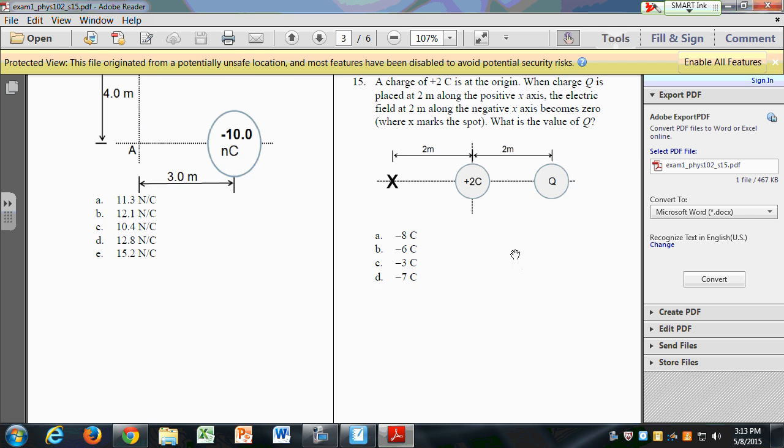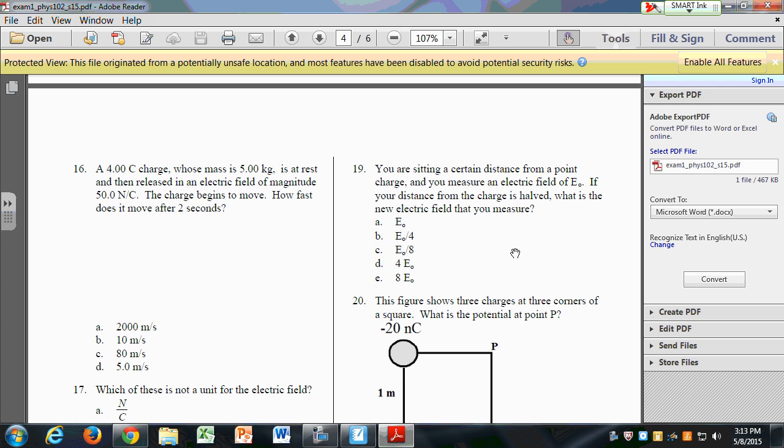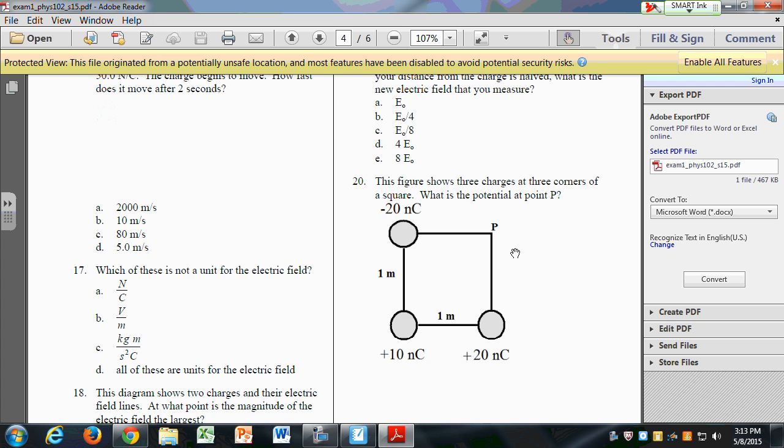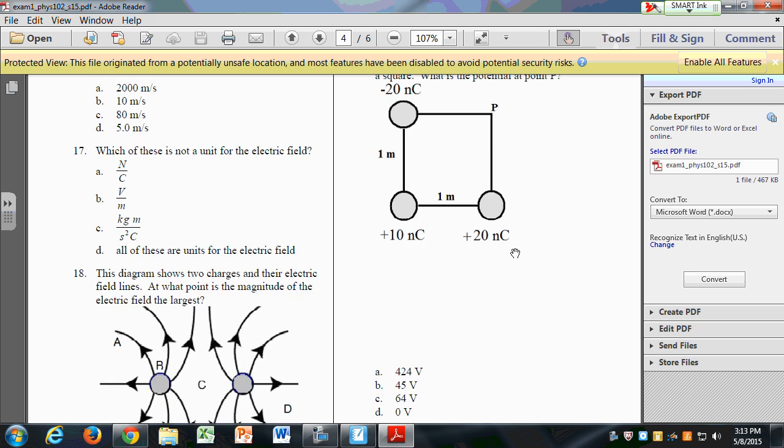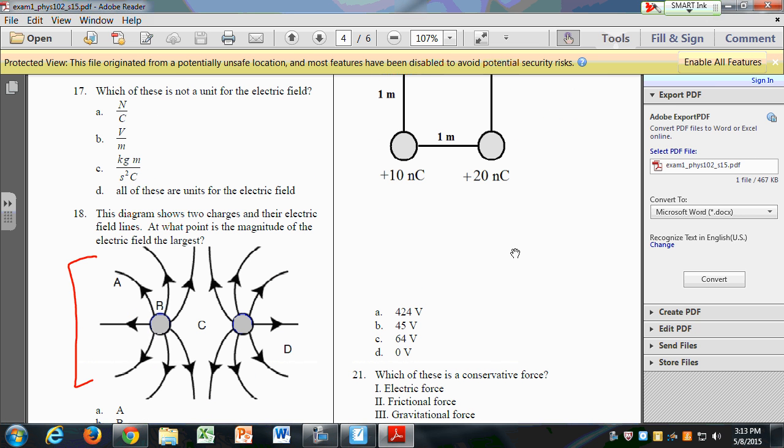All right, what else? This test. I need to know how to do potentials and fields and forces. All that stuff will be on there. You'll need to know how to interpret the field lines. There are a couple field line questions on here.